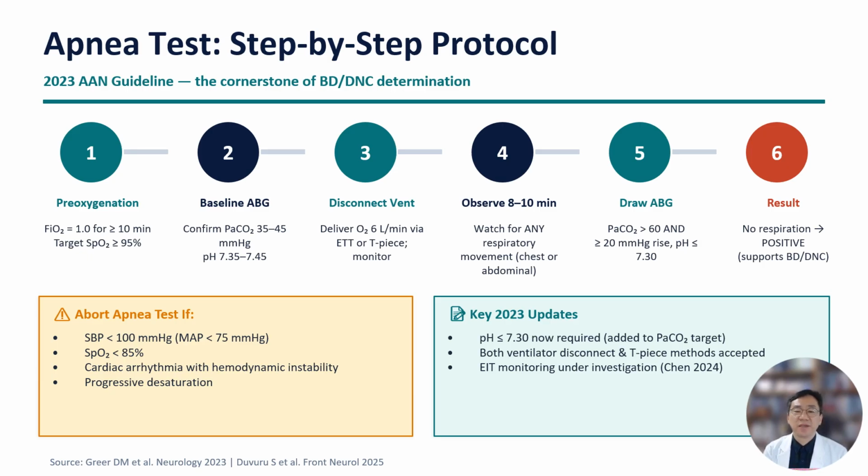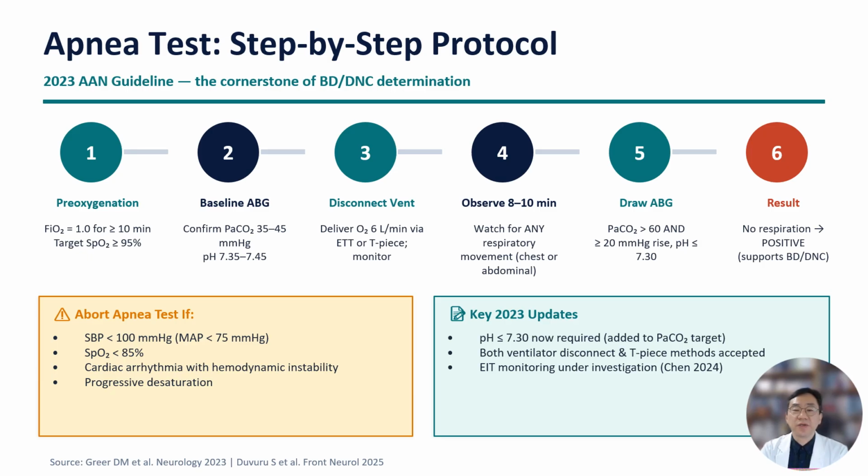Step 3, disconnect the ventilator and deliver passive oxygen at 6 liters per minute, either through the endotracheal tube or a T-piece. Keep monitoring continuously. Step 4, observe for 8 to 10 minutes. Watch the chest, watch the abdomen. You are looking for any respiratory movement, any at all. If there is even a hint of a breath, the test is not positive.